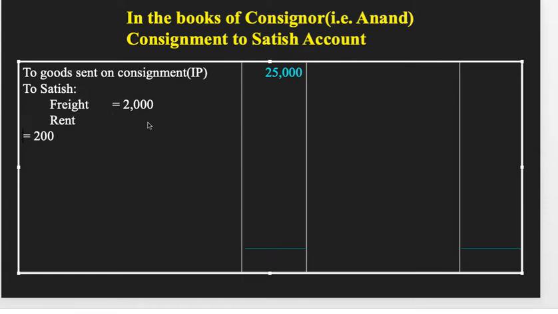And then bad debt, which is again an expenditure for Satish. A bad debt of 100 rupees is there. So bad debt is 100 rupees, fine. So the total here is 2,300, which is the total expenditure met by Satish.